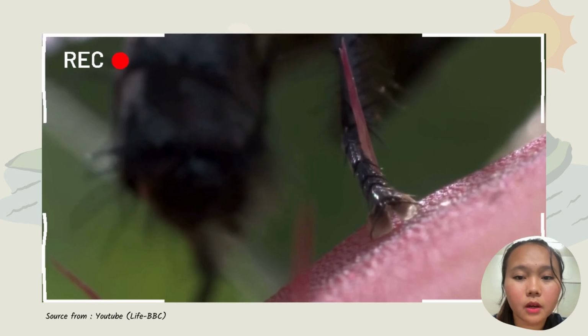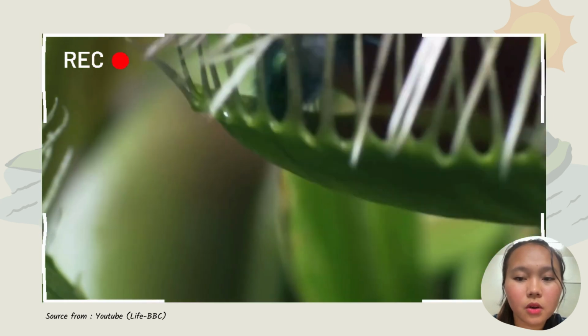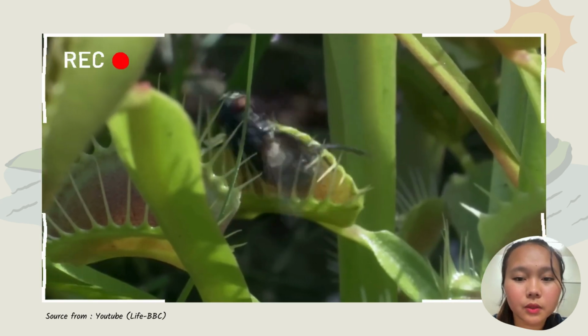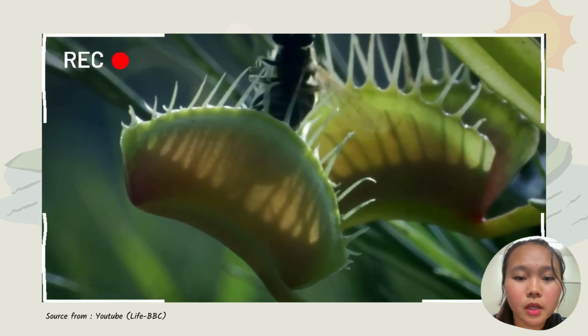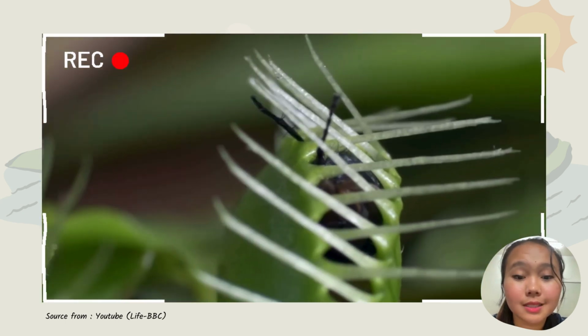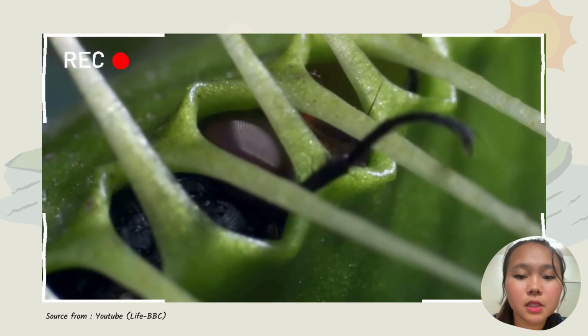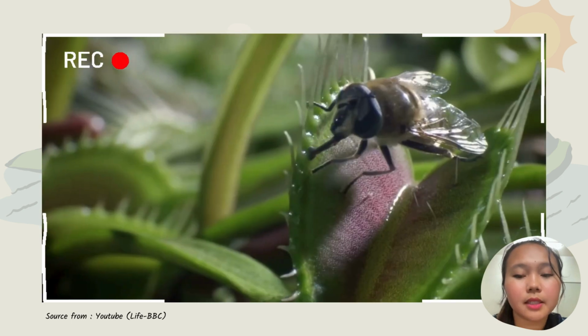Each lobe of the trap has 3 to 4 trichomes, which act as sensory hairs. When an insect contacts these hairs, it will trigger the trap to close. If the prey continues to struggle, it further stimulates the hairs, causing the lobes to seal more tightly until the insect dies.